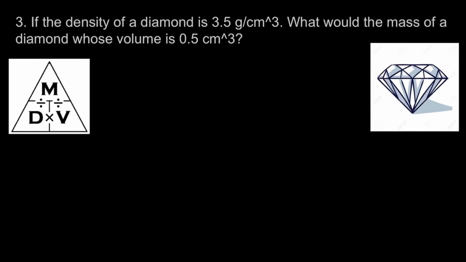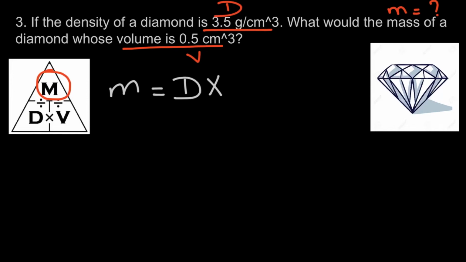Moving on to question 3 now. If the density of a diamond is 3.5 grams per centimeters cubed, so here we have the density given to us, what would be the mass of a diamond whose volume is 0.5 centimeters cubed? So we have the volume given for us as well. In this kind of question, we may use the density triangle to be able to find mass or to find the volume. So here they want us to find the mass. As I said at the start of the video, if I want to find the mass, hide whatever you want to find, which is mass. Here, we would be left with mass equals D multiplied by V. So D times V would equal the mass.